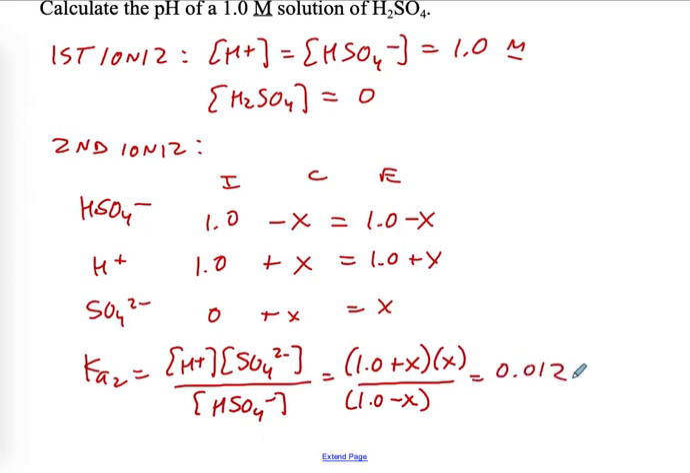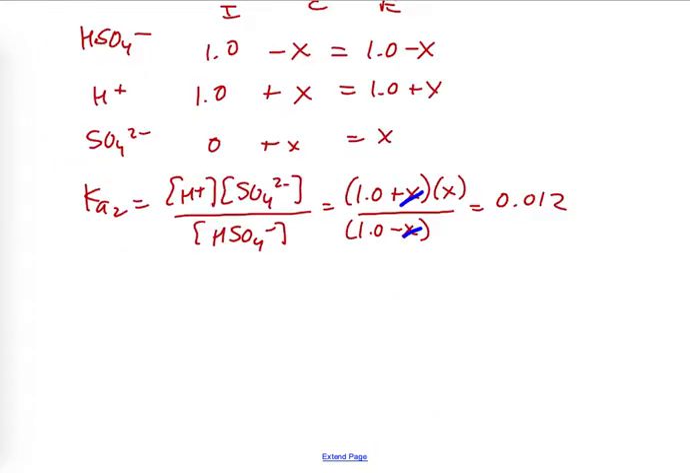Well, we can see that if we assume x is negligible in comparison with 1.0 and cancel it, we will simply get the value of x equal to 0.012, which is clearly less than 5% of 1.0. So the simplifying approximation is valid, and that gives me that the sulfate ion concentration is equal to x, which equals 0.012 molar.